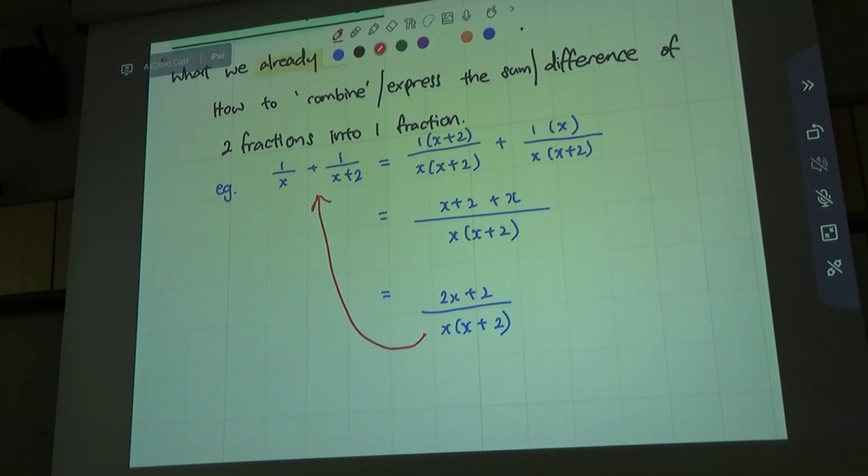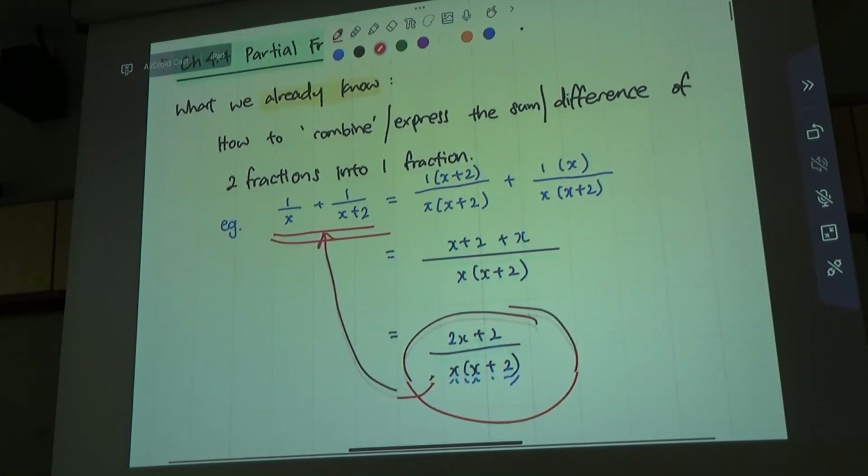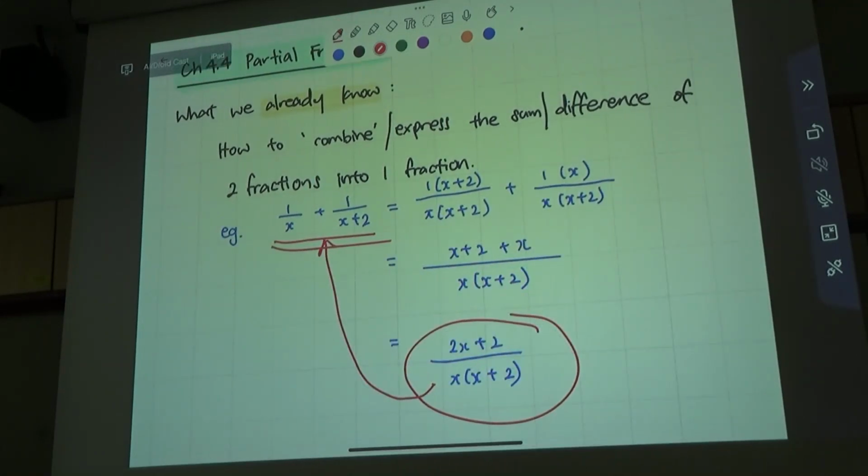So if I were to give you this, how am I going to split it into two separate fractions? Or sometimes maybe three separate fractions, okay? Essentially, we want it into separate fractions. That's why it's called partial fractions, okay? Please let me know if you need some time to copy before I move on. I think this one don't really need to copy since it's something we already learned, okay?